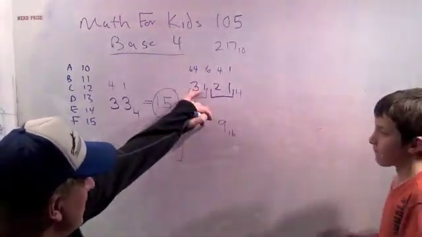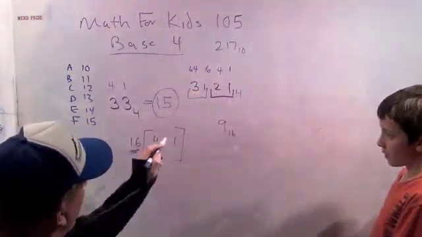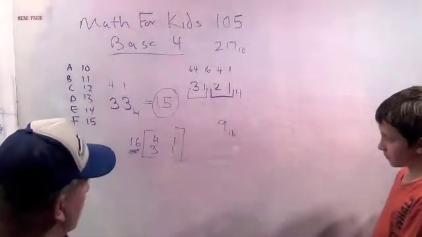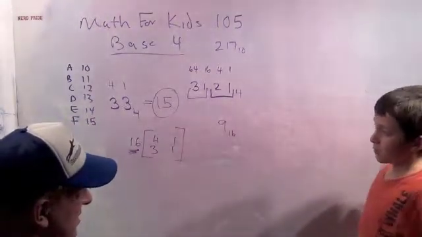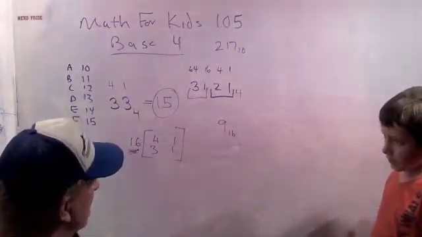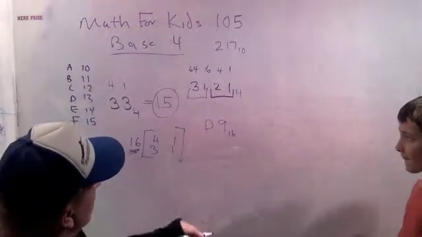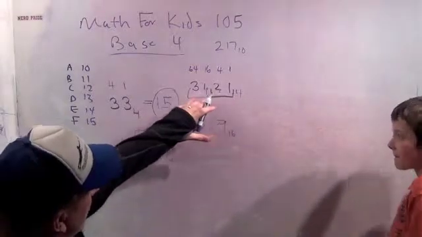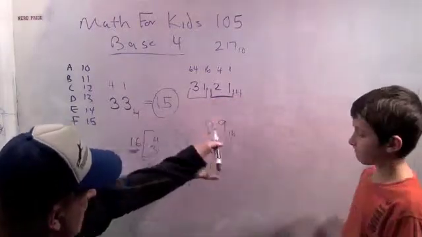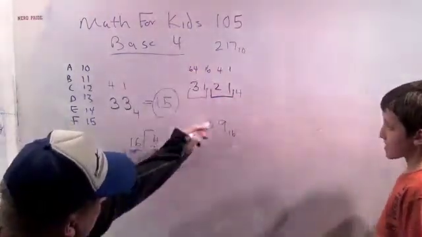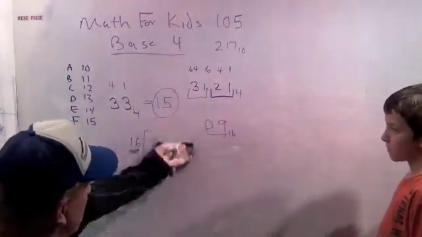So we do the same thing here. We do 3 times 4 plus 1 times 1, which is 12 plus 1, which is 13. Okay, 13, and 13 is D. So we group this number in groups of 2. We think this number, 3121 base 4, is the same as D9 base 16.